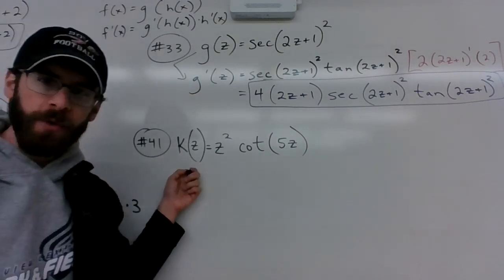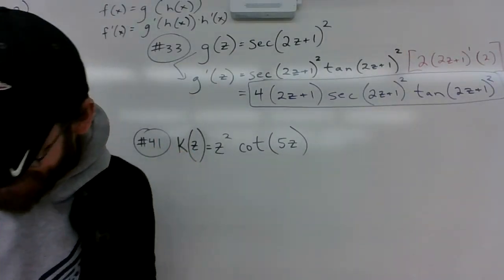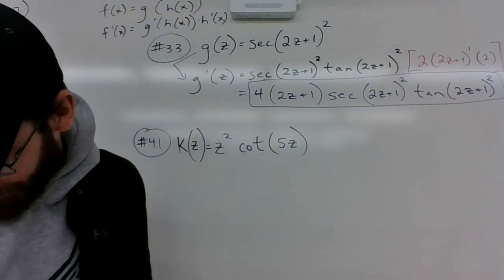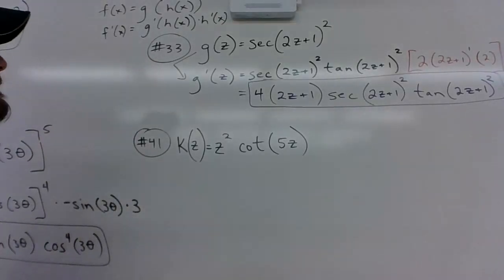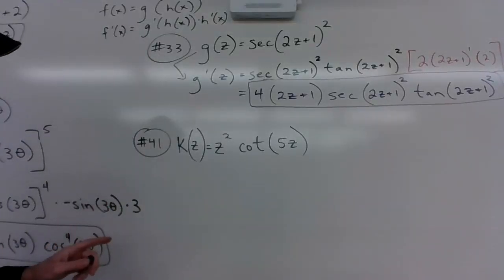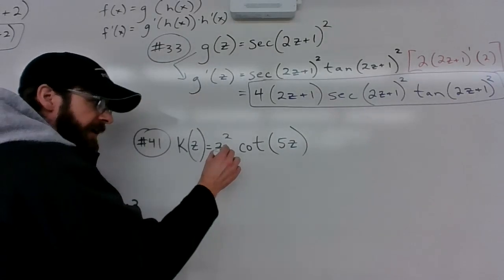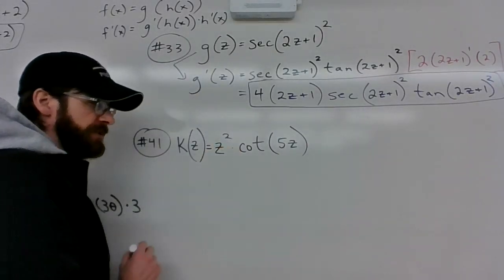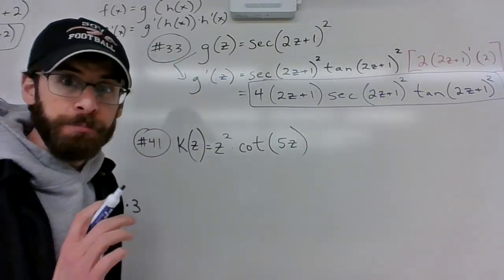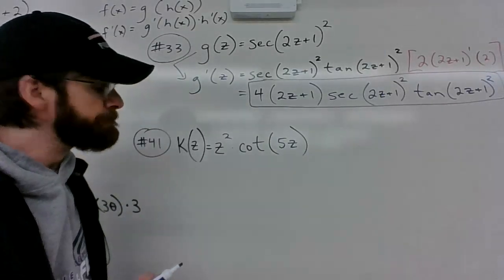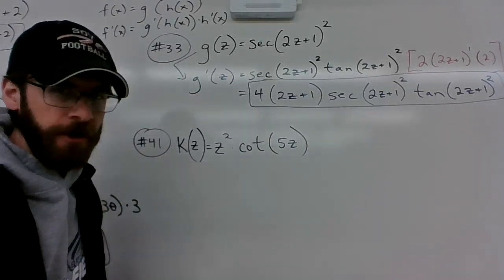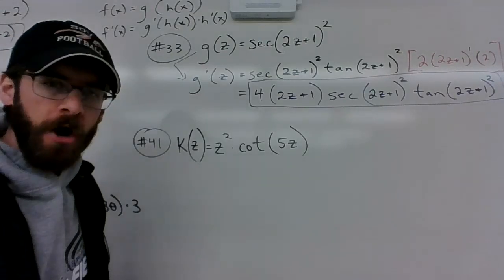All right, number 41 is a little different. Wait, let's check it. Perfect. All right, number 41. It's z squared times the cotangent of 5z. So we've just added product rule to this mix. You guys should try this one on your own. Pause the video. All right, let's check it.